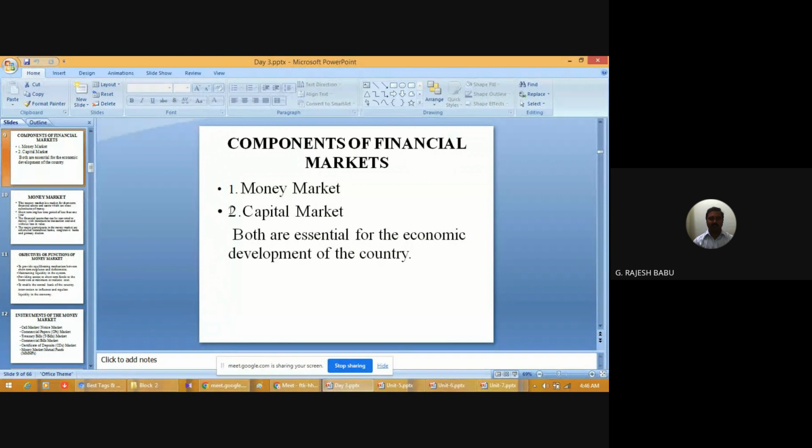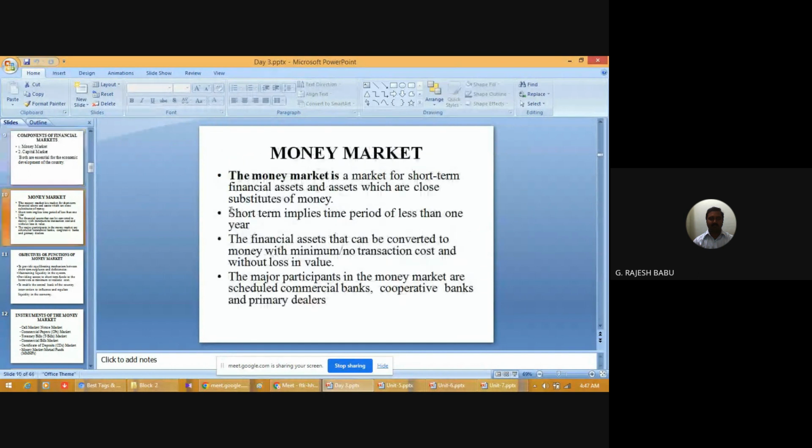The Indian financial system has two main components: money market and capital market, and they both are essential for the economic development of the country. The money market is a market for short-term financial assets and assets which are close substitutes of money. Short-term implies a time period of less than 1 year. The financial asset can be converted into money with minimum or no transaction cost and without loss in value.